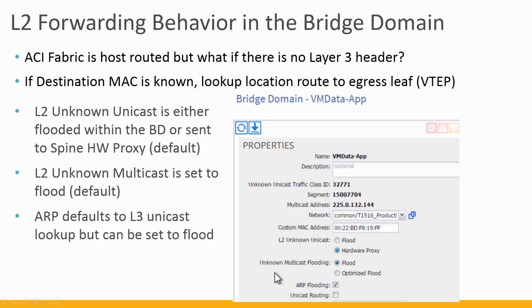Okay? So what happens if the destination MAC was known? There would be a lookup for the location to route to the egress leaf. Okay? So we would still be able to route or switch based on MAC address only, even if we don't have the IP address knowledge of the other side, or if there was no L3 header, if it was an L2 only frame.